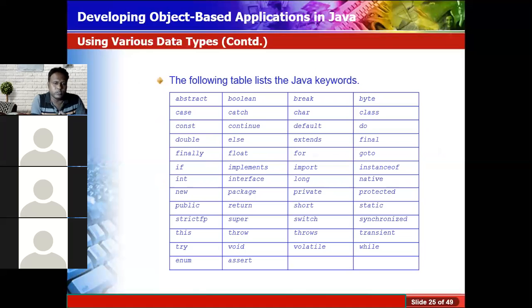When you go through the courses, you will know all the keywords that are present: abstract, case, constant, double, finally, if, int, new, public. These are the different keywords available. Basically, they are reserved words. So when you want to give any kind of name to a variable, you cannot use them. Don't give a keyword name for any kind of Java identifier, variable or function name.